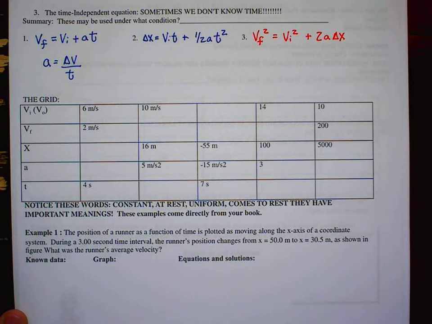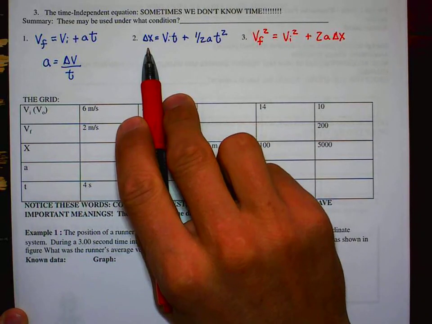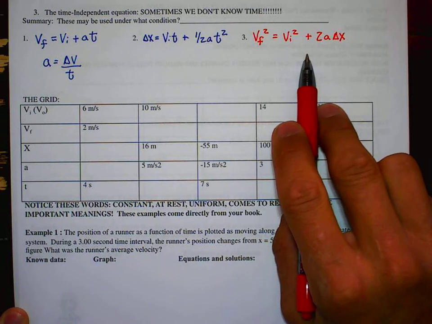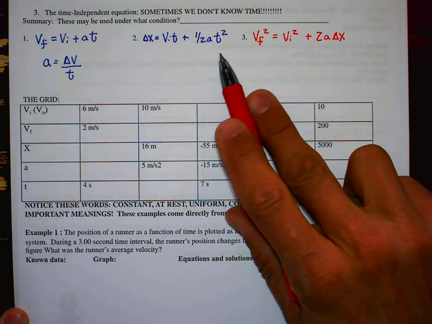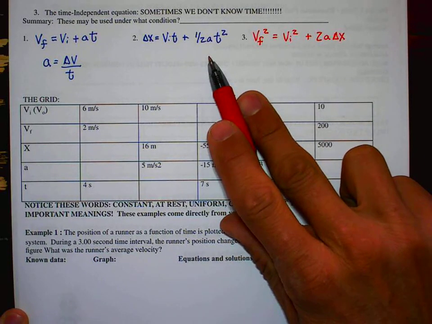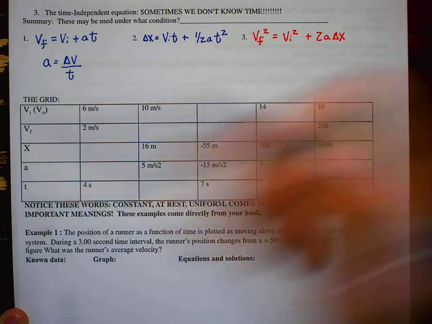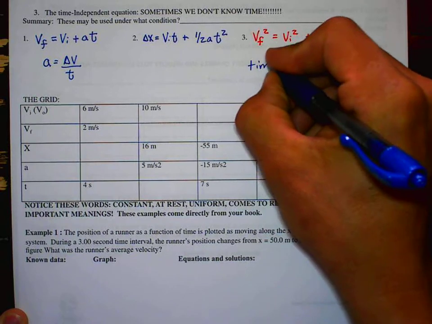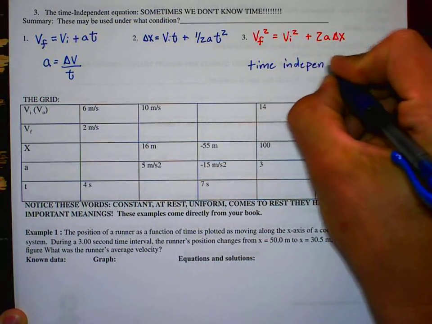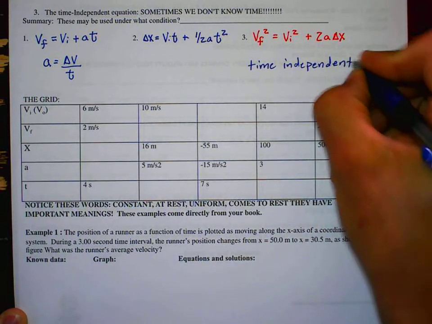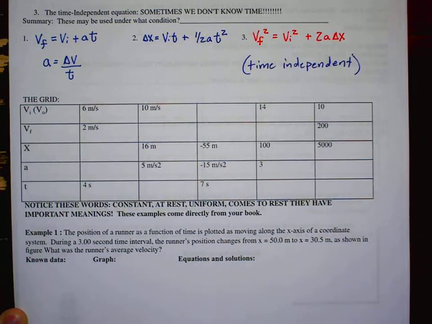What's that? Okay, this one is not solved for displacement like this one is over here. That's right. What else? Go ahead. Okay, we've got a 2 instead of a half. What variable is it missing? What does it not have? No time. So we call this the time independent kinematic equation.